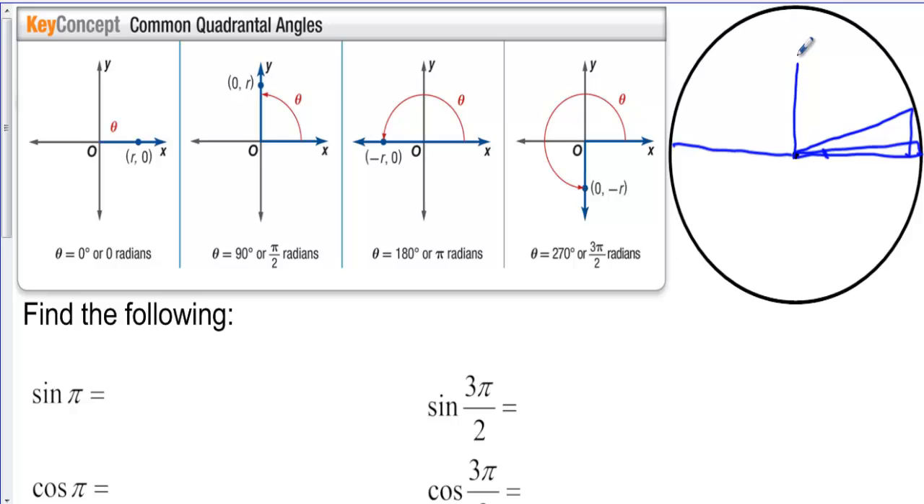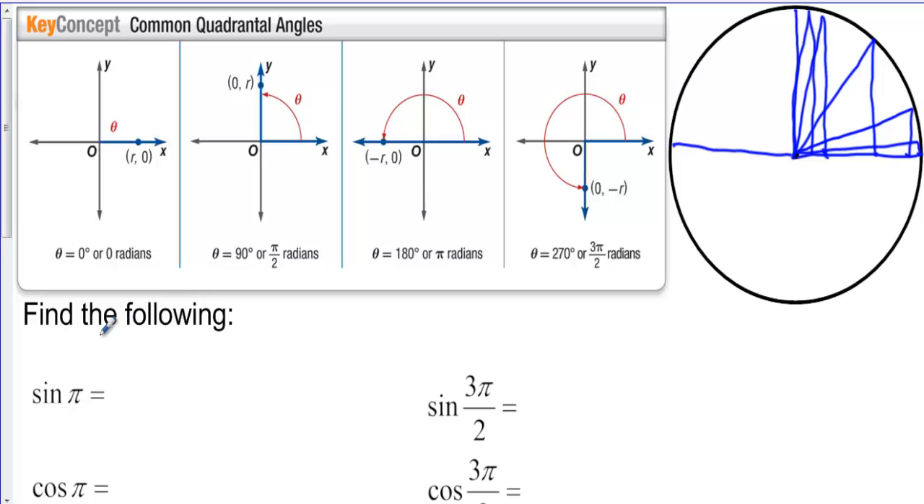Now notice as we go up to 90 degrees, or pi over 2, the adjacent side is getting smaller, and the opposite side is now getting longer. And the opposite side is working its way up to 1, and the adjacent side now is working its way towards 0. So right here we have (R, 0). Up here we have (0, R). Back here we have (negative R, 0). And here we have (0, negative R). And then when we go all the way around the circle, we get back to (R, 0).